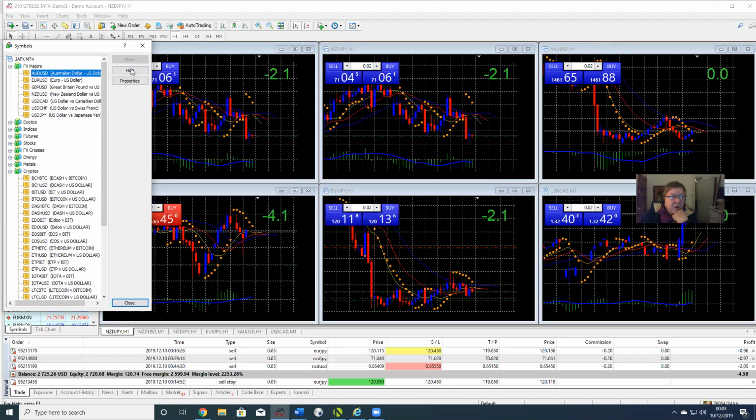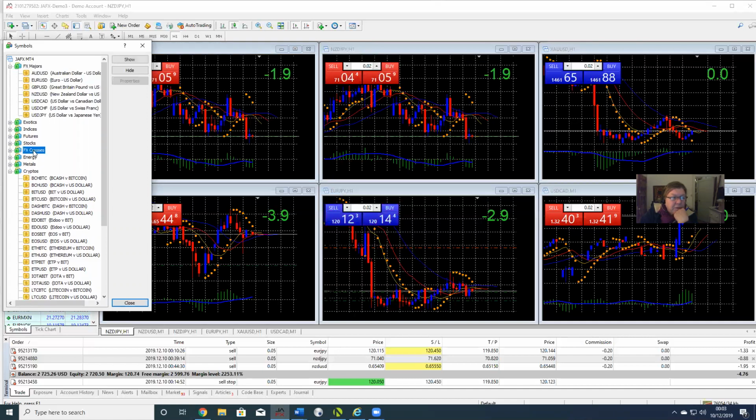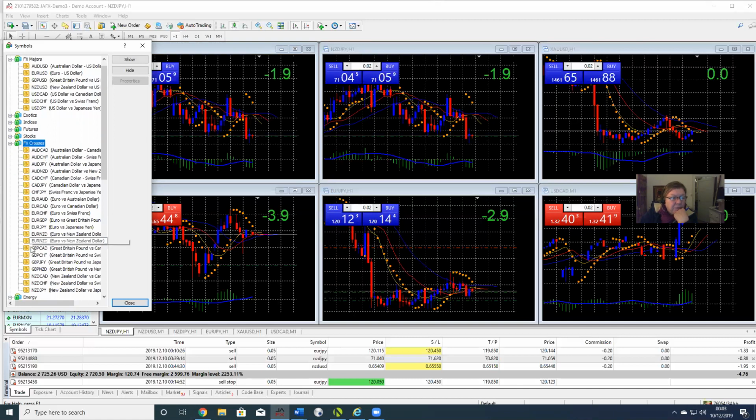You can see it says show and hide here. So it's showing it already. That's why that's not an option for you, because it's already showing it, so that pair. You just want to start by adding in your FX majors, really. And then, you know, we don't use exotics or indices or futures or stocks. FX crosses we use. Here you'll have the crosses.